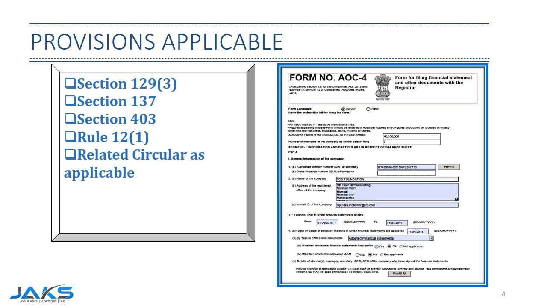Let's see what are the various sections and rules on the basis of which we file Form AOC4. Section 129, subsection 3: in case the company is a subsidiary company or has subsidiary companies or associate companies, the company has to file its consolidated financial statements along with Form AOC4. Section 137 clearly states the due dates and penalties for late filing. Section 403 specifies the additional fee applicable for filings done after the prescribed period. Rule 12, subsection 1 tells about the mandatory requirement of filing the financial statements along with Form AOC4 with the Registrar of Companies.